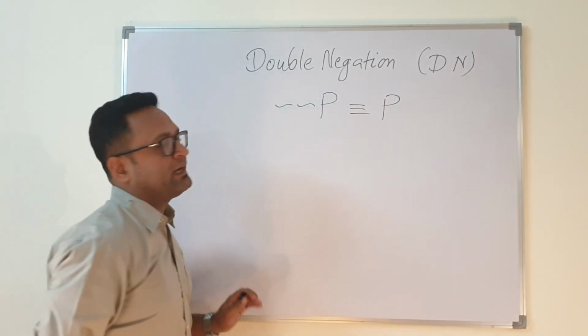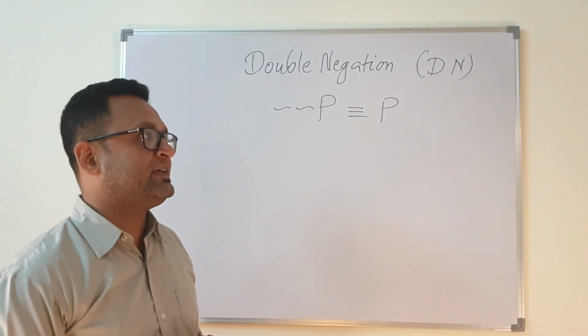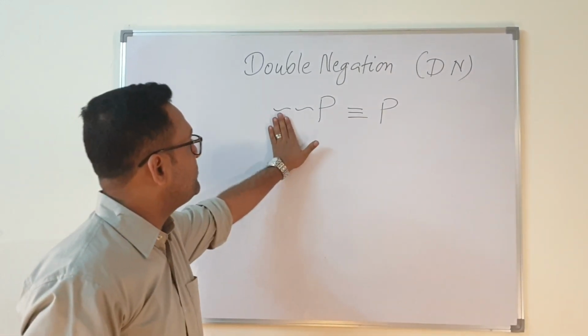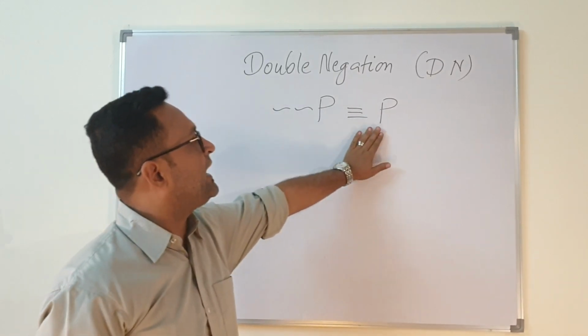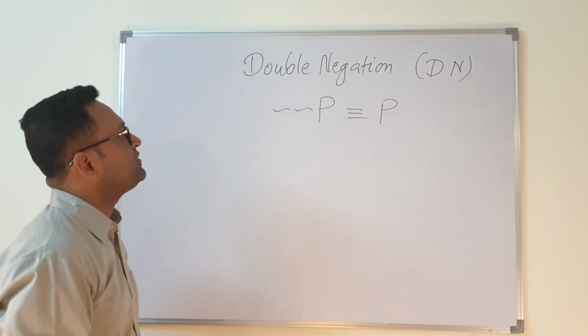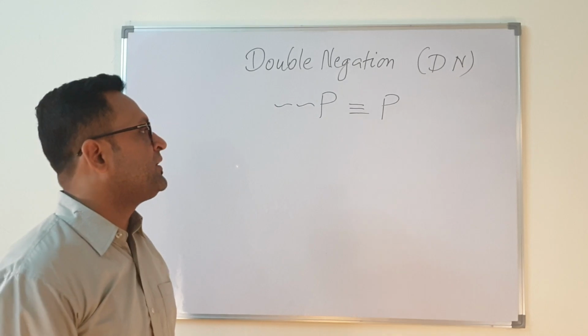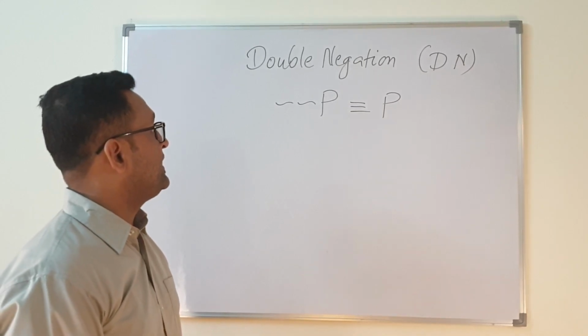So both the negations have been equated, and the two negations can be removed and you will get a simple proposition. So this is also one of the rules which we will be using, and this is also something which we can understand. Let us take another rule.